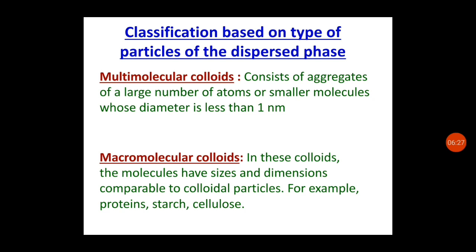Then macromolecular colloid, as the term indicates itself, macro means big. So the molecule itself is such big in size that it is of the colloidal size, means it is in between 1 to 1000 nanometer. So molecules have size and dimensions comparable to colloidal particles. Examples are protein, starch, cellulose. See, all these are biomolecules which are macromolecules. So their colloids are macromolecular.